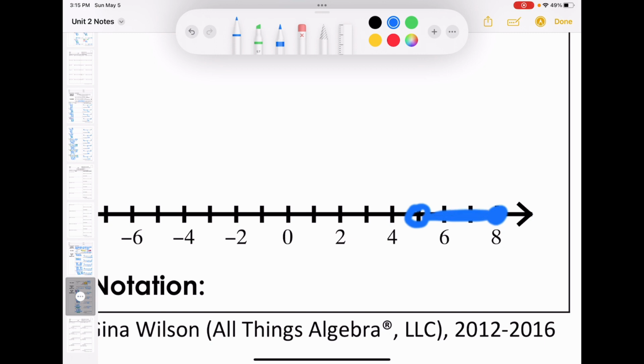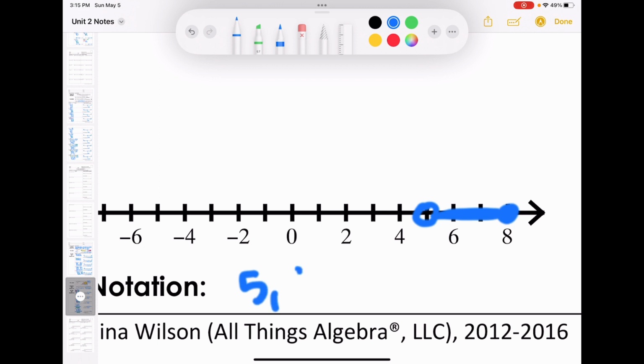So for my interval notation, I'm going to have 5, 8. 5 is going to have a parentheses, and 8 is going to have a bracket, because 5 has an open circle and 8 has a closed circle.